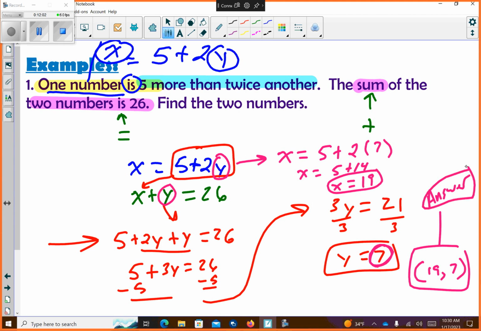All right, so again, notice how I highlighted things. Now I realize you might not have a highlighter with you, so think about how you might underline things with your writing utensil. And again, on tests and quizzes, we will indeed have the problems up on the board. We will highlight what's important, circle important things, but you have to know that is means equals, sum means add, difference means subtract, product means multiply, quotient means divide.